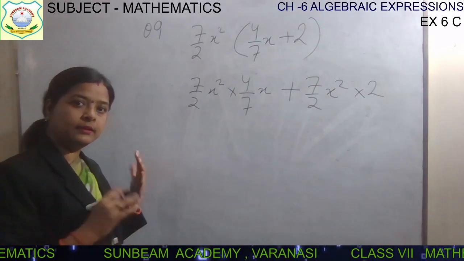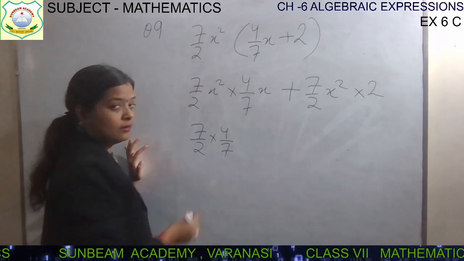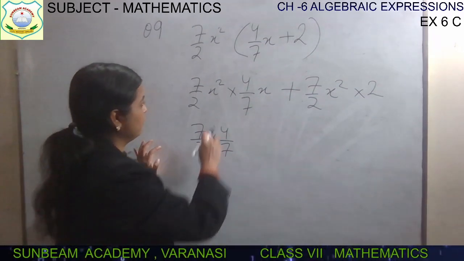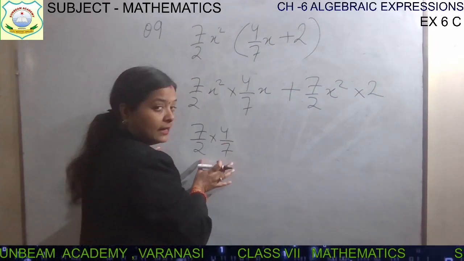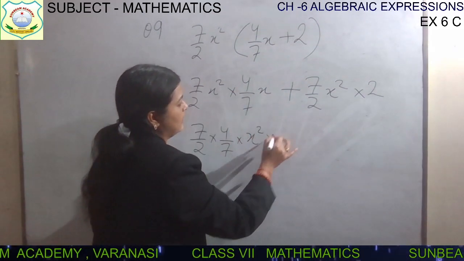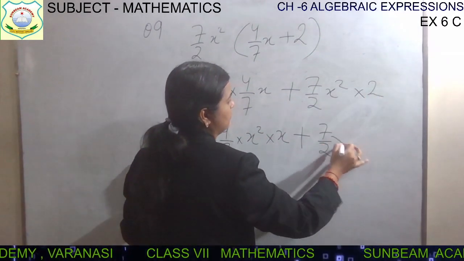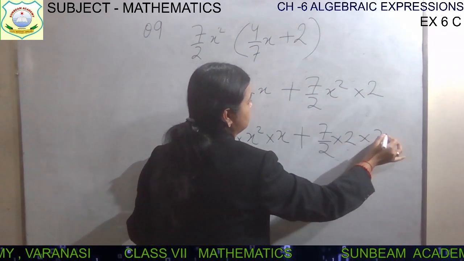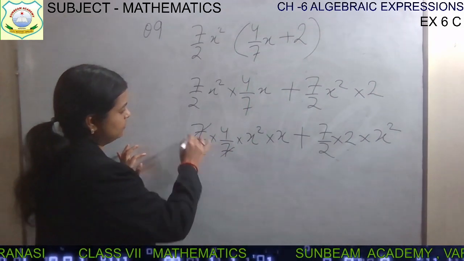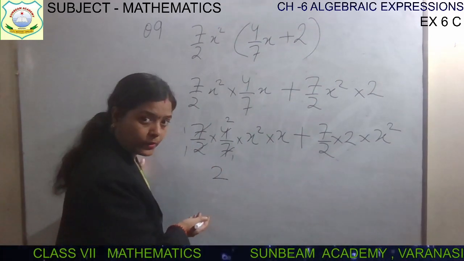Now we will collect the numbers. 7 by 2 into 4 by 7. See children, this is the use of collecting the numbers side by side. It will be cancelled now. 7 by 2 into 4 by 7, numbers are collected side by side. Now collect the variable x square into x, x square into x, plus 7 by 2 into 2 into x square. Now see, 7 1s are 7, 7 1s are 7, 2 1s are 2 and 2 2s are 4. So in the numerator what is left? 2. In the denominator 1, so I am not writing it.